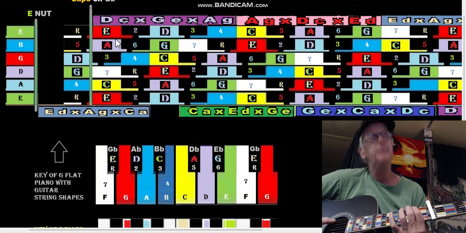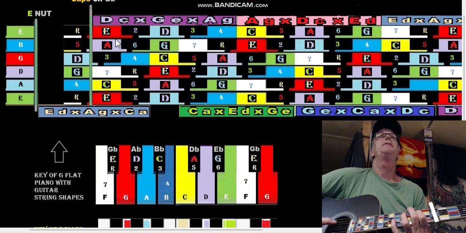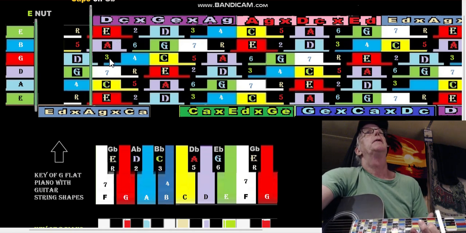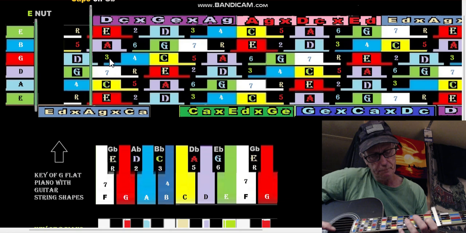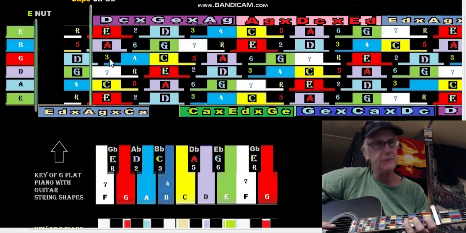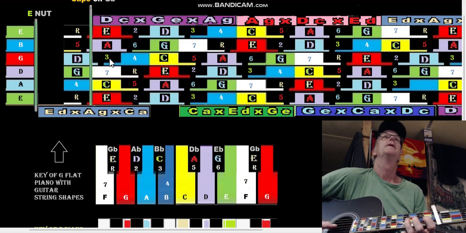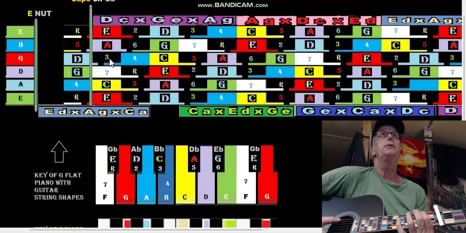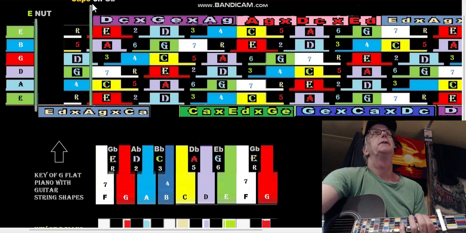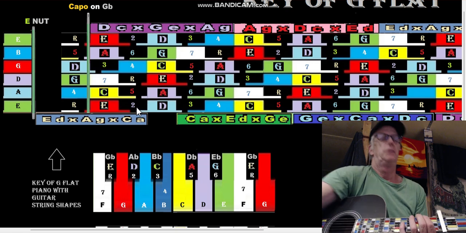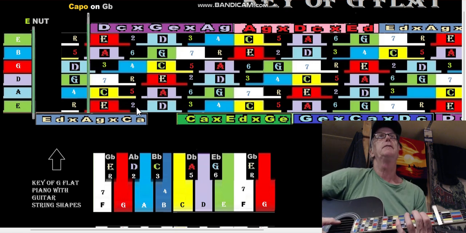What happened? 2, 3, 5, 6, root, 2. Okay, we're above the capo there. That was an E. So we've got 2, 3, we're right down here. Here's the capo, capo on the G flat. So we've got 2, 3, 5, 6, root, 2, 3, 5.